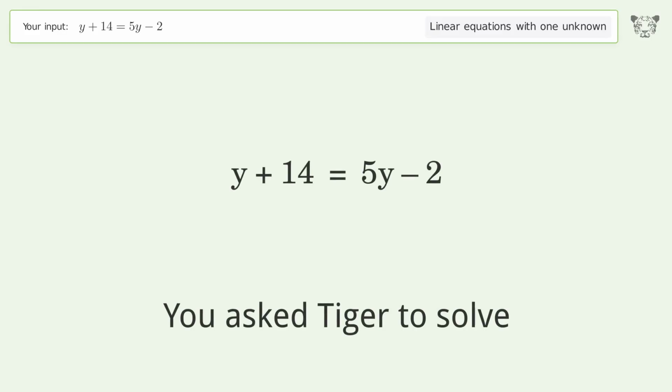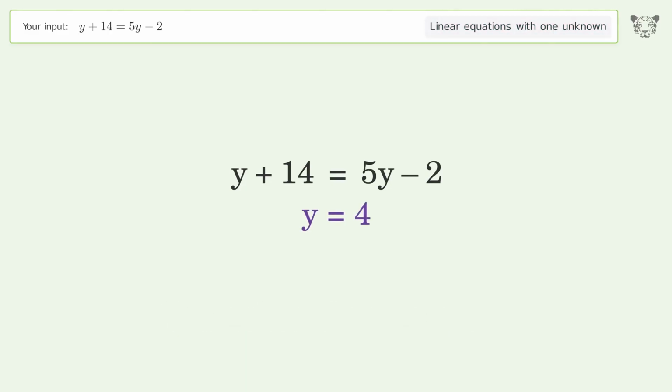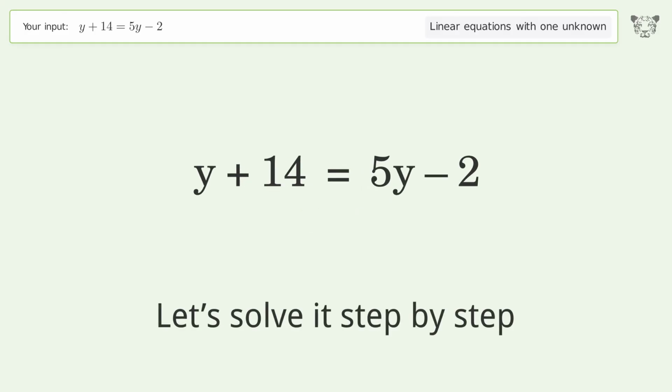You ask Tiger to solve. This deals with linear equations with one unknown. The final result is y=4. Let's solve it step by step.